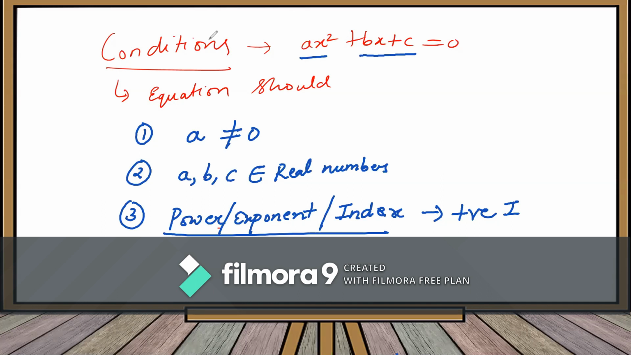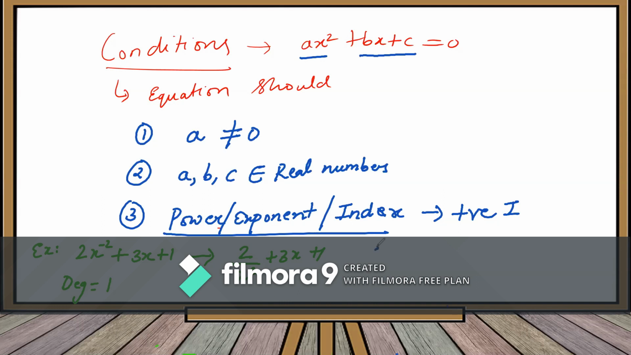So let's take, for example, 2x to the power minus 2 plus 3x plus 1. What is degree? Degree is the highest power, and over here the power is minus 2, and here the power is 1. So degree is 1. This is not a quadratic equation, because if I take this minus 2 down, it gets converted to 1 upon x squared plus 3x plus 1. So this is not a quadratic.